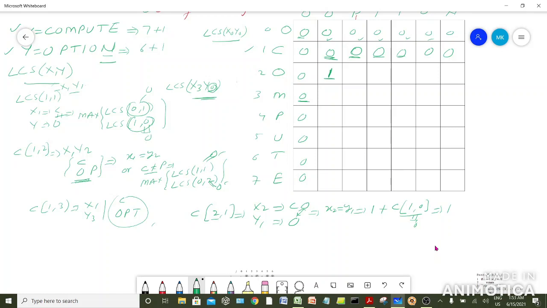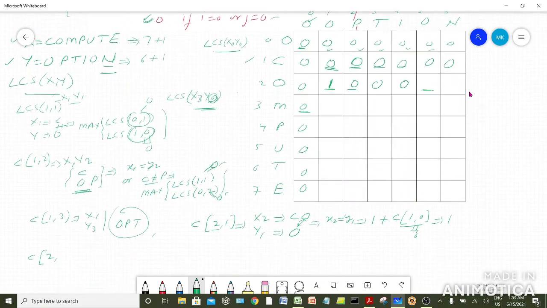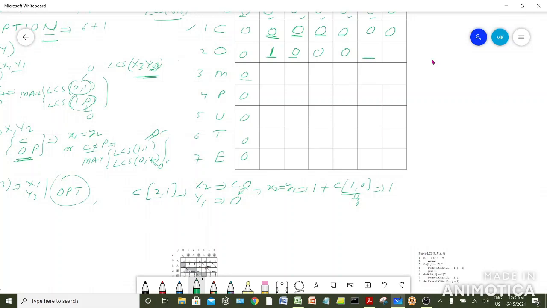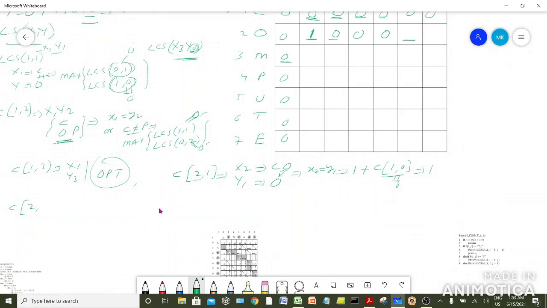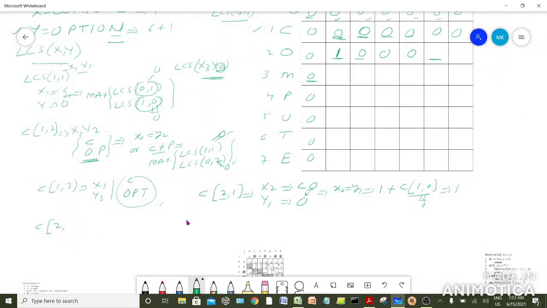Fine. Now in the same way, try to generate this entry. It is going to be equal to 0, going to be equal to 0, going to be equal to 0. Now consider this one. So this is entry number C of 2 and 5. It means we are going to consider x2 and y5. x2 is equal to CO and y5 is equal to OPTIO.